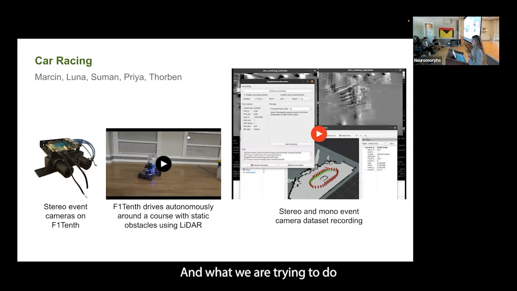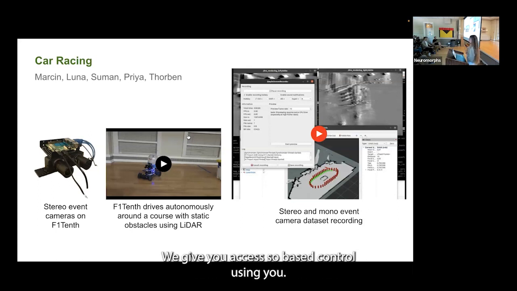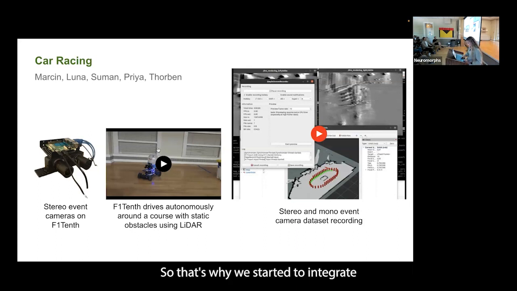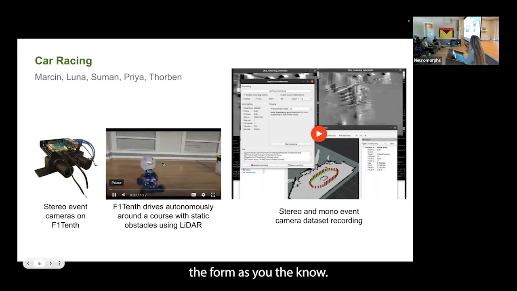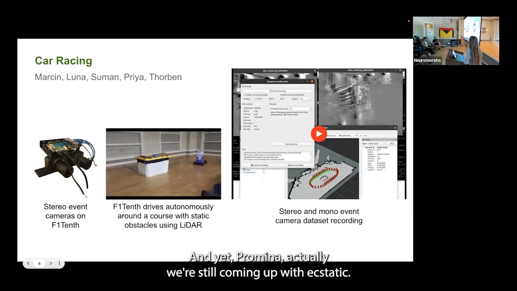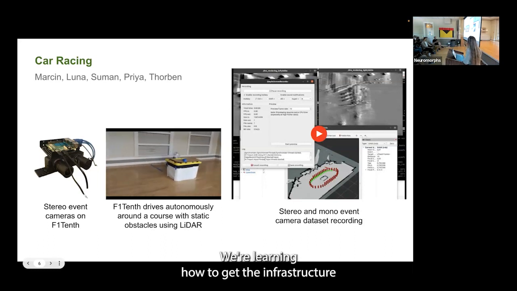And what we are trying to do for our project is, because at the moment, the car is driven by using LiDAR readings for state estimation, we are aiming to implement an algorithm to do DVS-based control using event cameras. So that's why we started to integrate it in the platform, as you can see from this video. An event camera, actually a stereo camera, so thanks Terry for lending us the infrastructure.